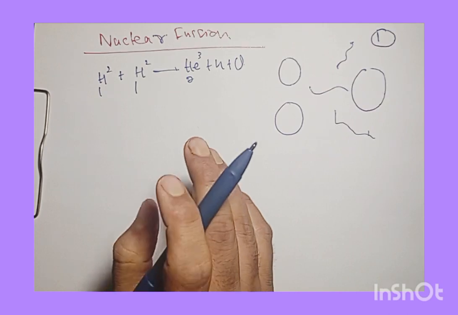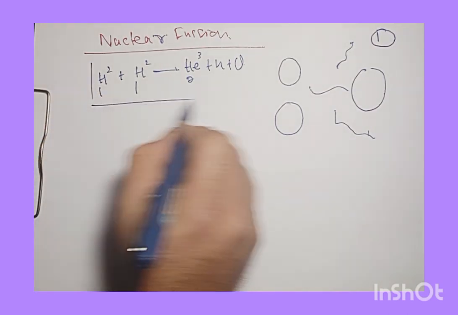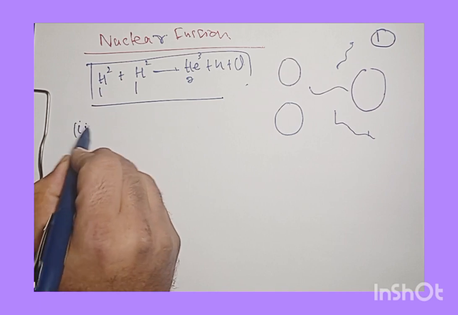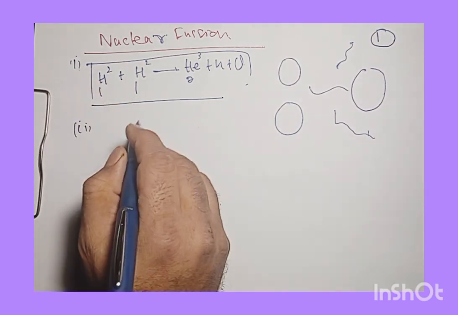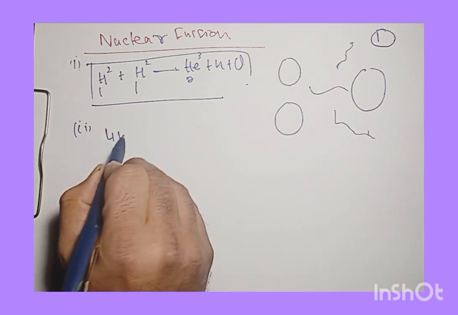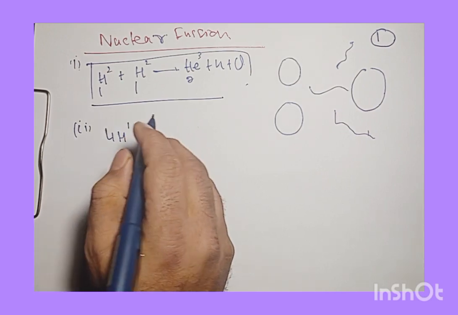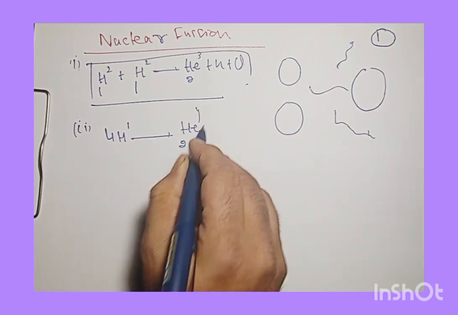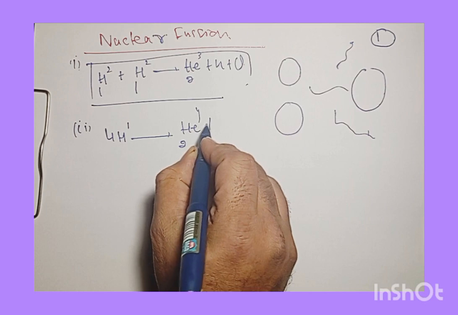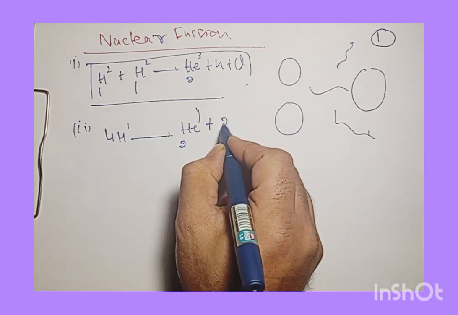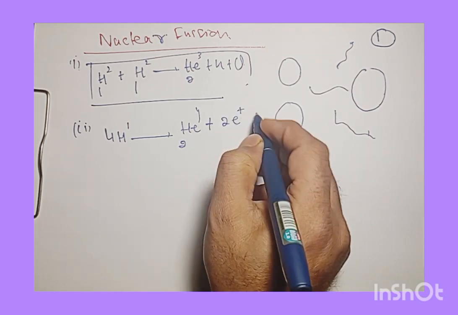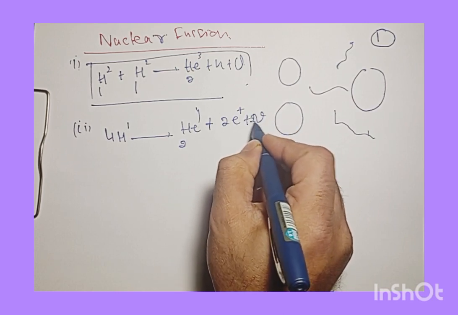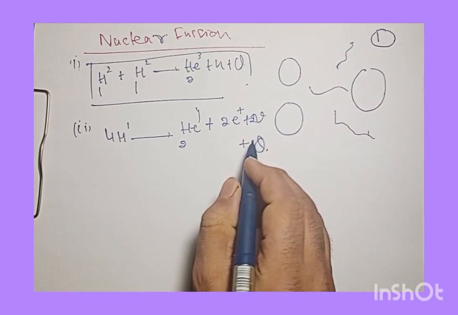In another example, when we take four hydrogen atoms and fuse them together, what we get is a helium nucleus, with two positrons and two neutrinos and the Q.